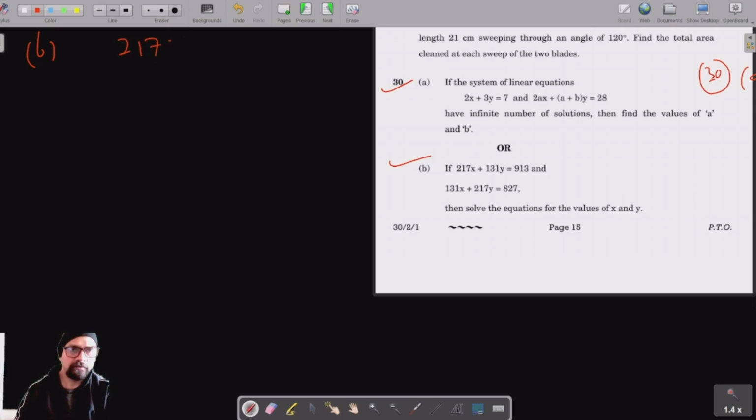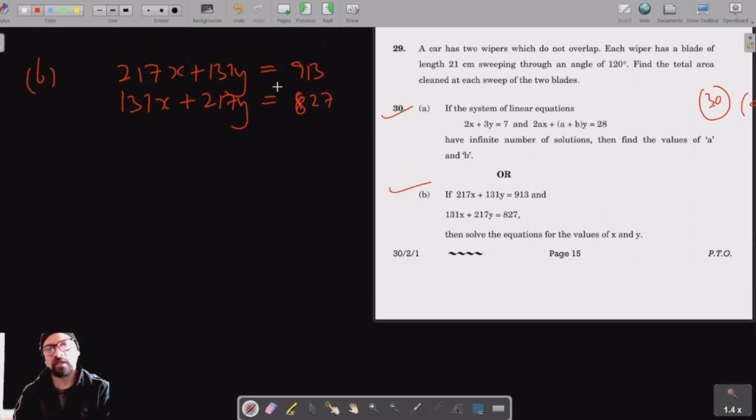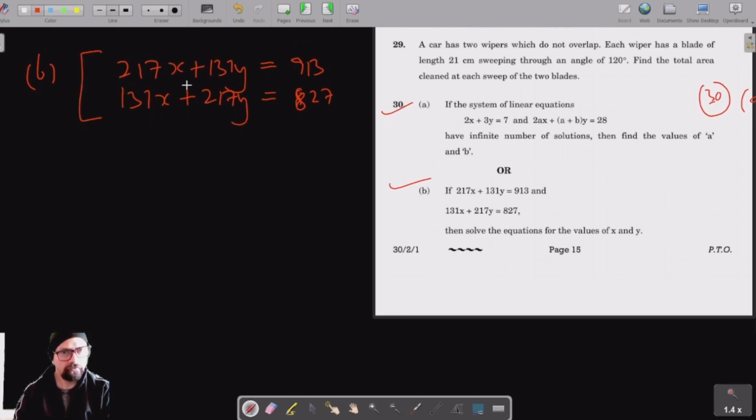In this, we have to solve the linear equations which are given as 217x plus 131y is equal to 913, and 131x plus 217y is equal to 827. We have to solve them. Okay, this is a special case where we see that the coefficient of x matches with the coefficient of y in the other equation, and the coefficient of y of one equation matches with the coefficient of x. So in this case, we will add these equations, and then we will subtract them.